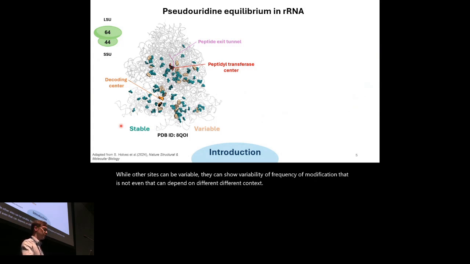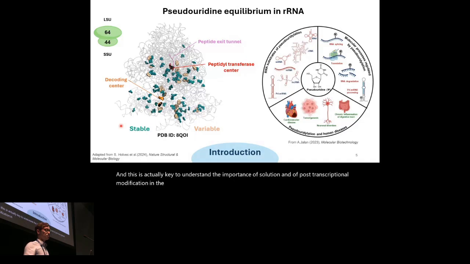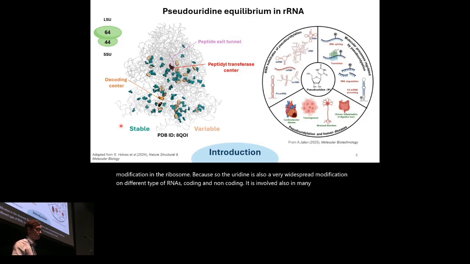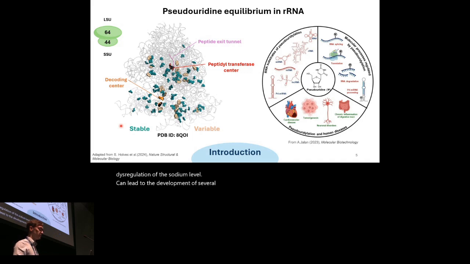And this is actually key to understand the importance of pseudouridine and of post-transcriptional modification in the ribosome. Because pseudouridine is also a very widespread modification on different types of RNAs, coding and non-coding. It is also involved in many different processes, such as RNA splicing or translation. And it has been shown in several studies that the dysregulation of the pseudouridine level can lead to the development of several diseases, including cancer.